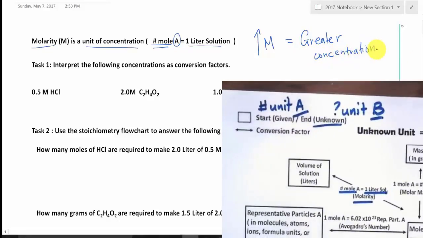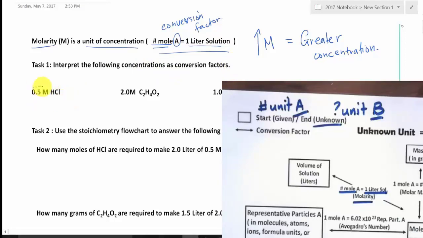But one of the most important things about molarity is that molarity is actually a conversion factor. So this is a conversion factor, okay? So what is a conversion factor? Of course it has two parts. Notice how we have number of mole A equal to the liter of solution. So let's do some example problems. In this case, interpret the following concentrations as conversion factors. So I have 0.5 molarity of HCl. And how would I express it as a conversion factor?